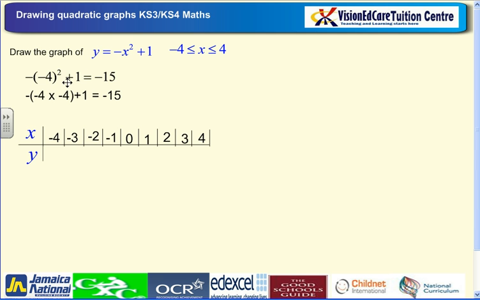Okay, since the graph is minus x squared, we're going to have minus, and then x is minus 4 all squared, so minus 4 all squared is going to give us positive 16, and the minus outside the bracket is going to give us minus 16, add 1 is minus 15. Or minus 4 all squared means that it's minus 4 times minus 4, which is going to give us positive 16, times the minus sign outside the bracket gives us minus 16, add 1 is minus 15. So you should have gotten all these values here.